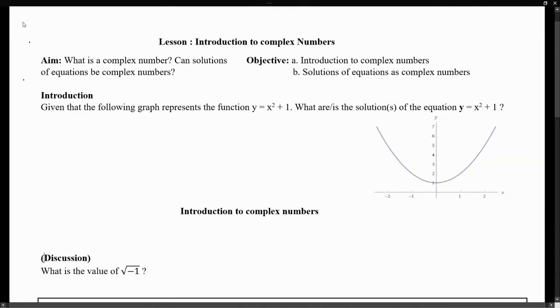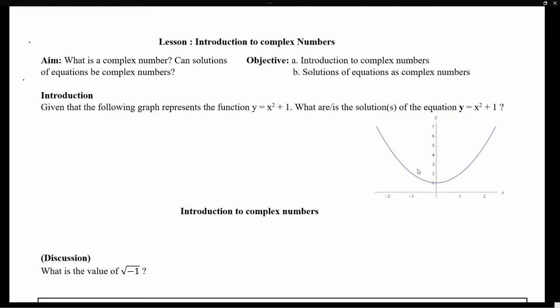Welcome. In this video, we're going to introduce complex numbers. So let's get started. As an introduction, let's consider this equation, x squared plus 1, and let's take a look to see if we can find the solutions for that equation. Well, if we were to graph it, we would obtain this parabola facing up.